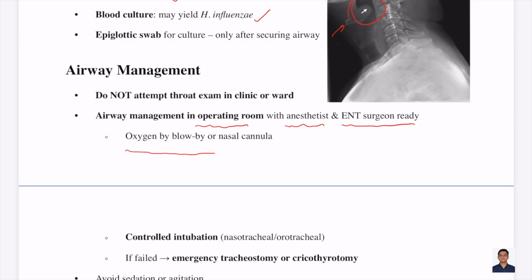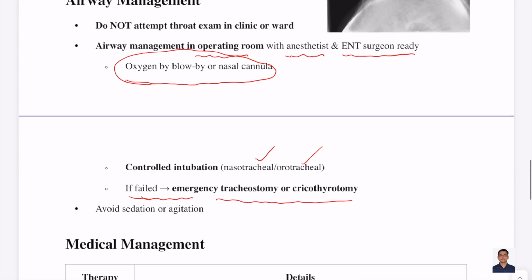Oxygen should be given by nasal cannula initially or the blow-by method. Controlled intubation can be tried or done by an experienced intubation expert by the nasotracheal or orotracheal routes. If failed, emergency tracheostomy or cricothyrotomy can be done. Sedation and agitation should be avoided.